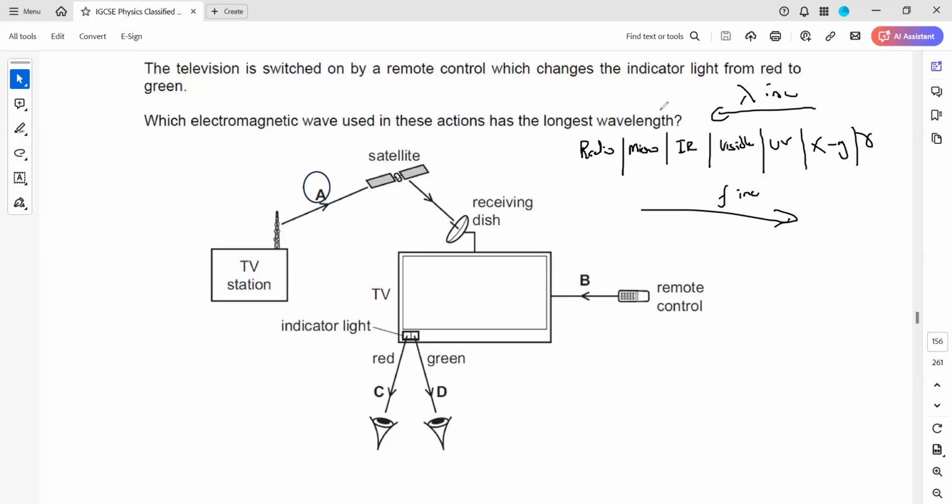So we will check which one we are using. From the television station to the satellite, we use a microwave. And this is not labeled, so we don't consider it. For a remote control, we use an infrared. And for color, like red and green color, it's a visible light. So if we compare visible light, infrared and micro, which has the longer wavelength? Of these three, micro will have the longer wavelength. That's why A should be the right answer.